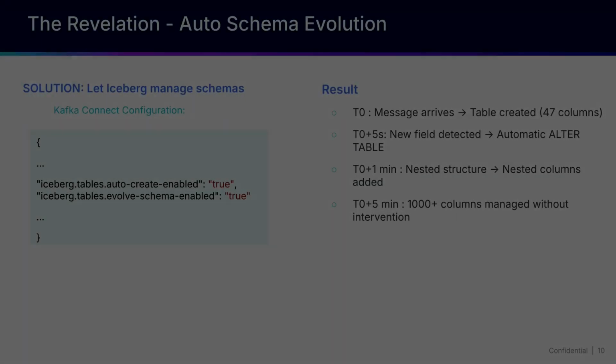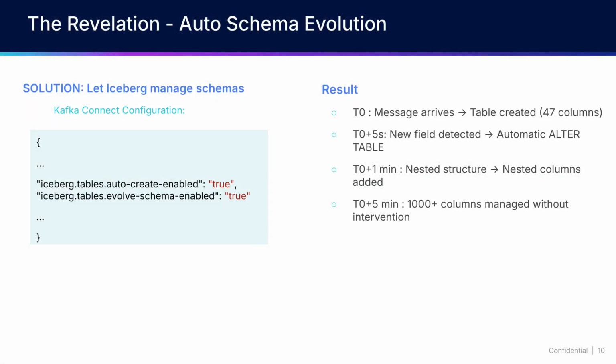The revelation came from 2 Apache Iceberg sink connector parameters, auto create enabled and evolve schema enabled. Basically, let the connector create and evolve tables automatically. Concretely, here's what happens. At T0, the first JSON message arrives. The connector detects there's no table. It creates one with 47 columns based on the JSON.